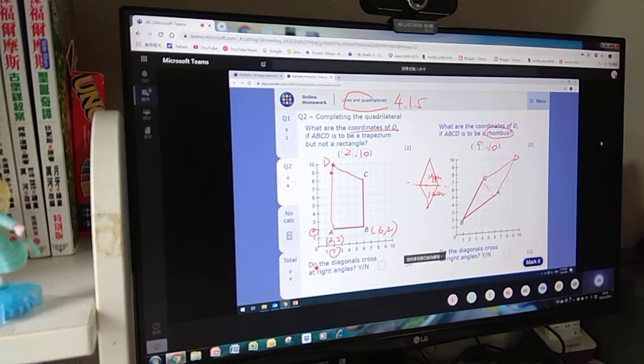So here we have another question. Do the diagonals cross at a right angle? What is a diagonal? 對角線, okay. So here the diagonals cannot cross at a right angle, 90 度. So here is no, but here is yes, because the diagonals here can cross at a right angle. Okay.